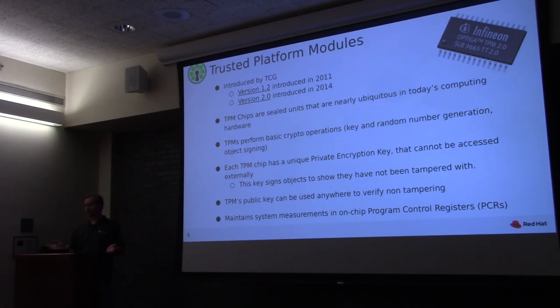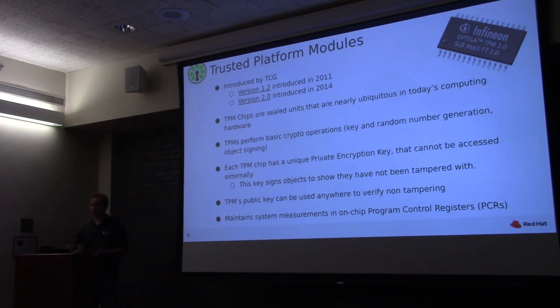TPM chips, if you haven't heard about them, are actually all around you, from your laptops to servers. Even if they don't have them, most server motherboards now have headers so that you can go out, get a third-party chip, put it on there, and run it. I've actually just had to do that to a couple of my servers that I thought had them installed on the motherboard already, but did not. Relatively inexpensive chips to include, like $12 a chip. So there's no real barrier of entry to be using these if you don't have them already installed.